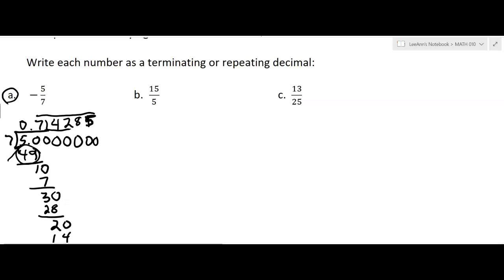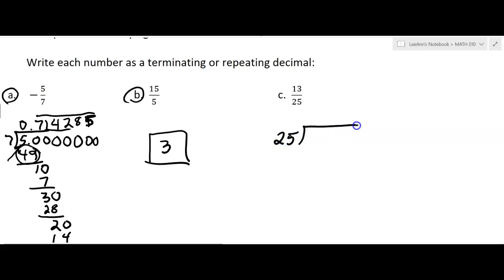Now that was the hard one. B, not so bad. 15 over 5. Well, 5 goes into 15 3 times. I can just write it as a 3. I don't have to put 0.00. It just is an integer, and that's considered decimal notation. Even though we don't see the decimal, we know the decimal's to the right of the 3. Okay, that one's done.